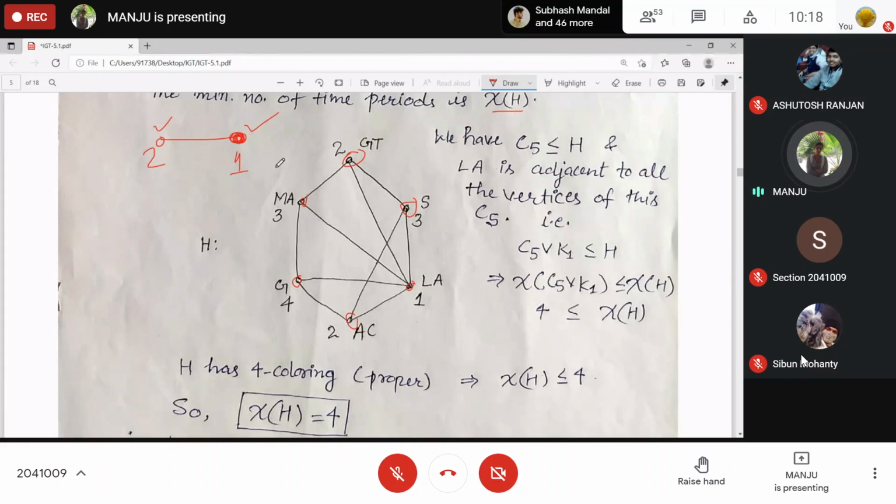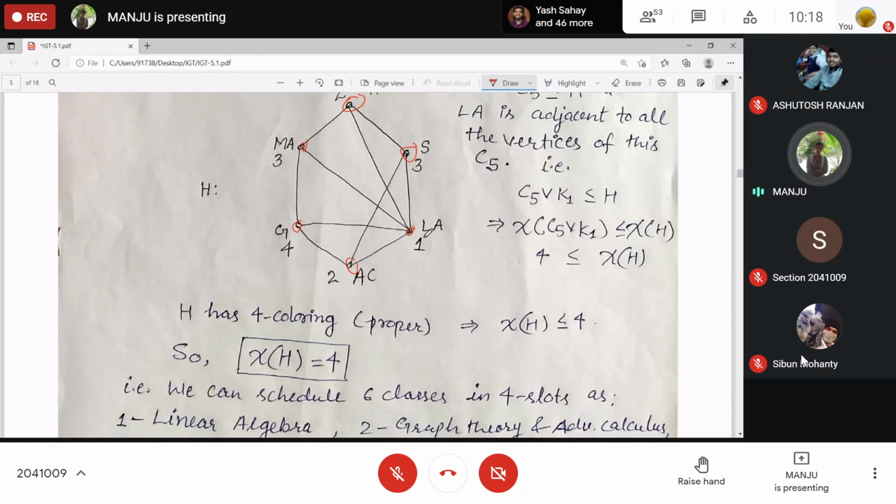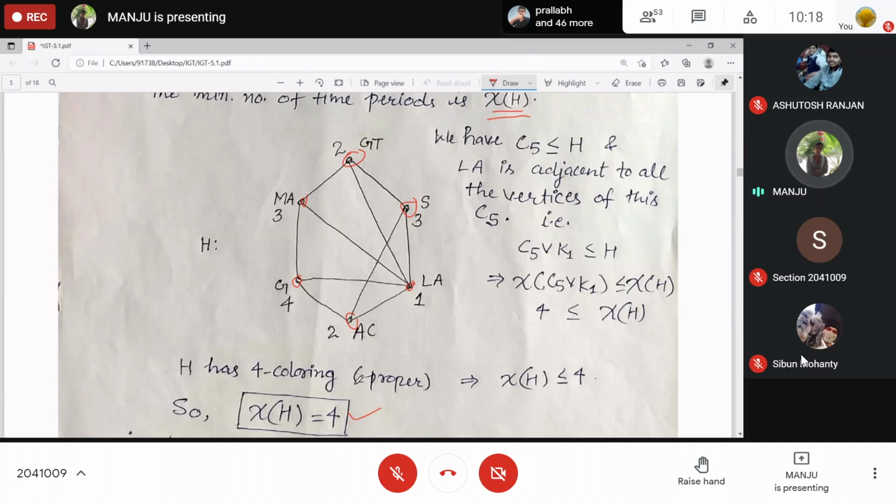Yes, ma'am. So we have to find a minimum coloring, so that we are having the minimum number of lectures. Okay, clear? कम से कम टाइम में ज्यादा आउटपुट मिले, ठीक है? Yes, ma'am. So that's why the chromatic number we got is 4. So all these 6 courses can be offered in only 4 different lectures.